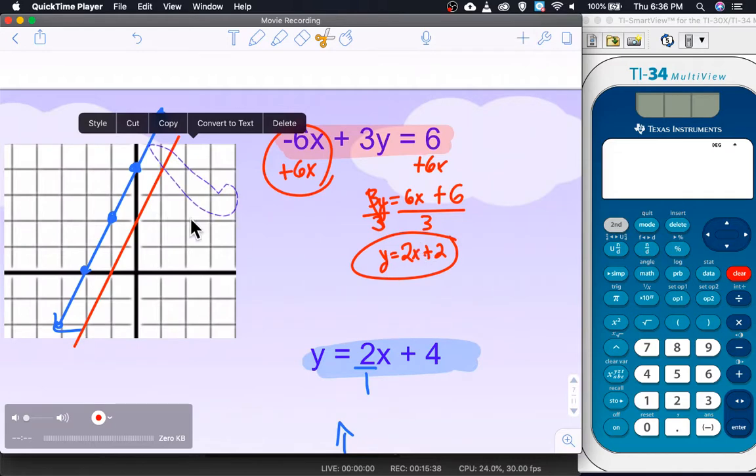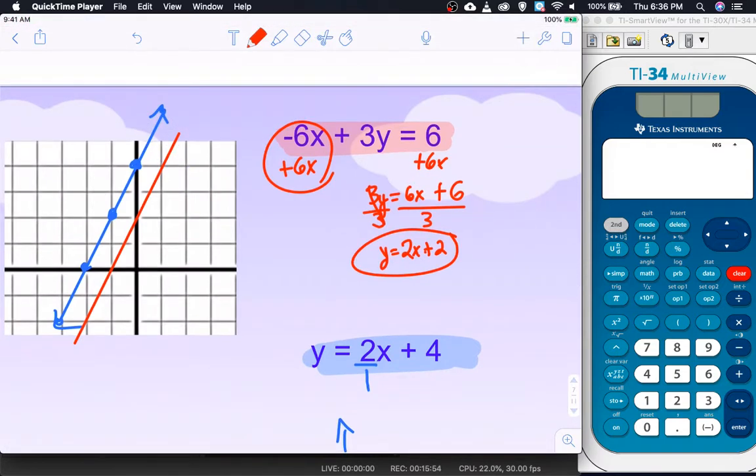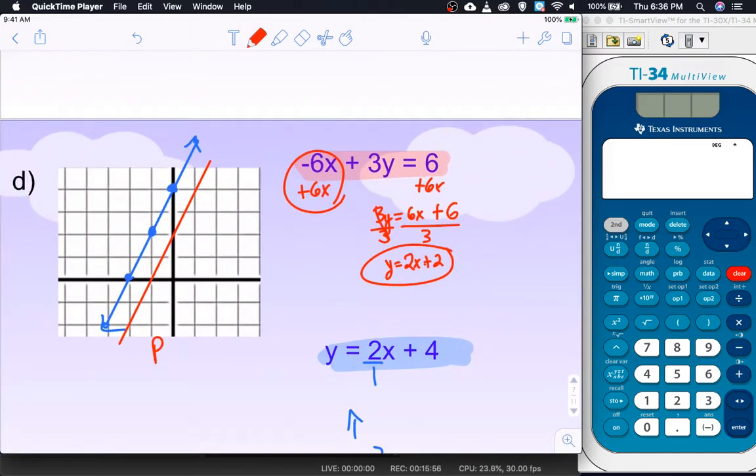This is the same line, because look, up 2 over 1. Or over here, up 2 over 1, up 2 over 1. So this has the right slope. It has the right y-intercept of positive 2. These lines are parallel. That is not the solution to the problem, but it's a piece of evidence.